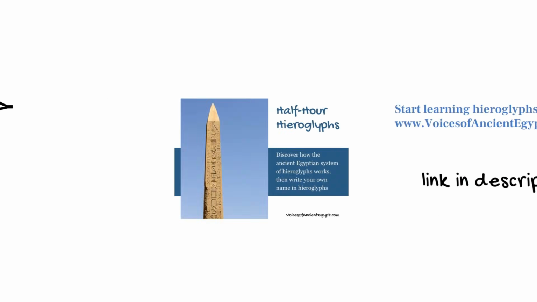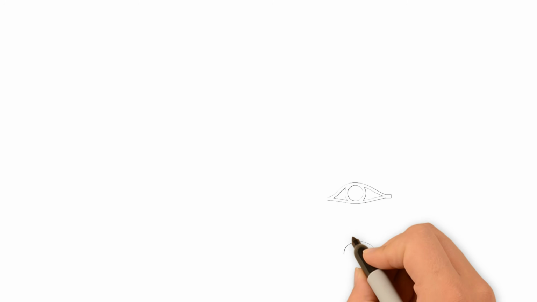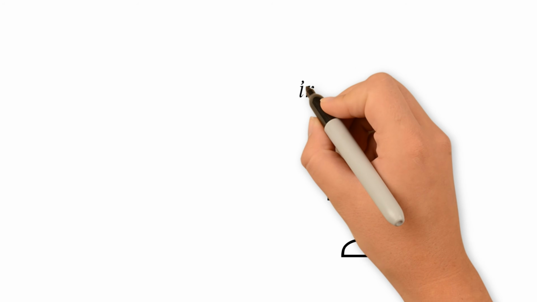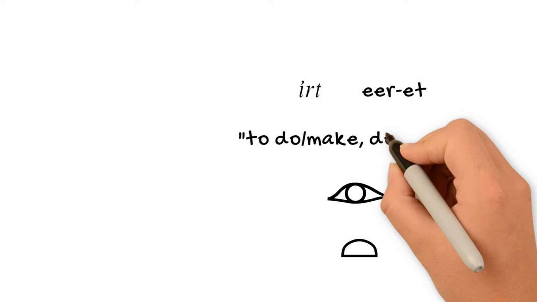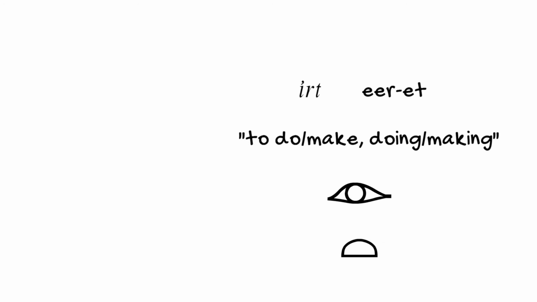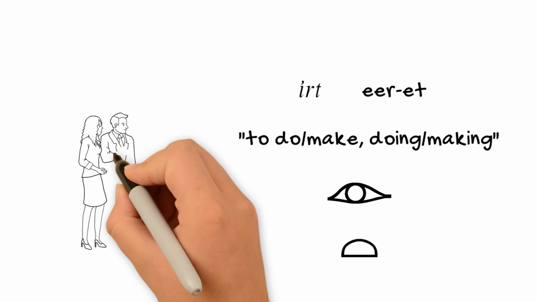The most common place that you'll see ear used is in the verb to do or to make, the root of which is iri, or when you see it in this form of to do or to make or making, doing, it's spelled as irit with a T on the end. Now this is, as you can imagine, one of the most common verbs that you'll see in ancient Egyptian.